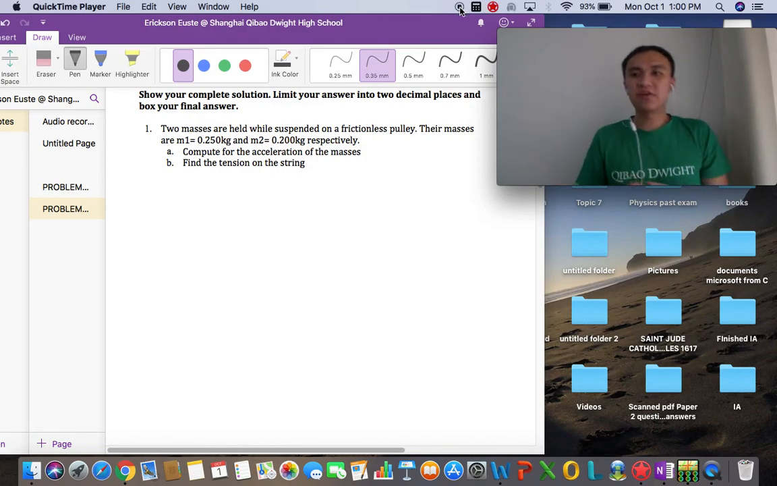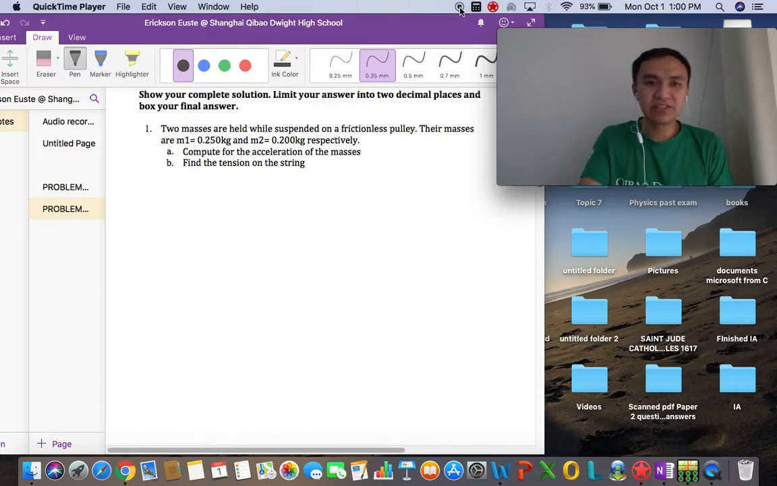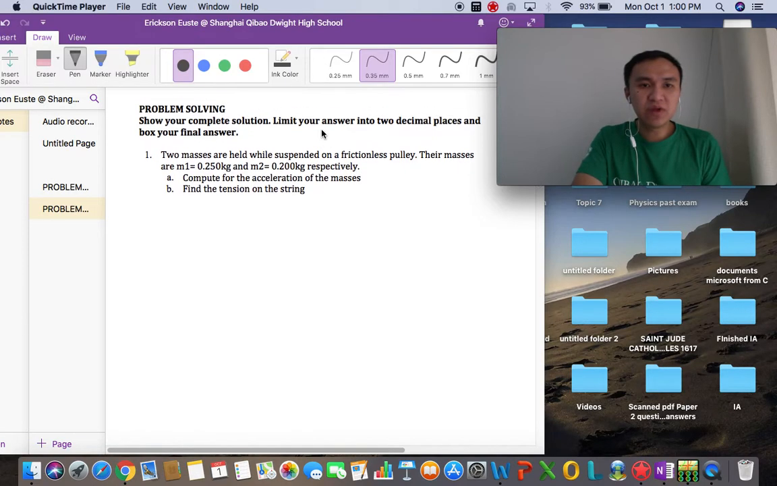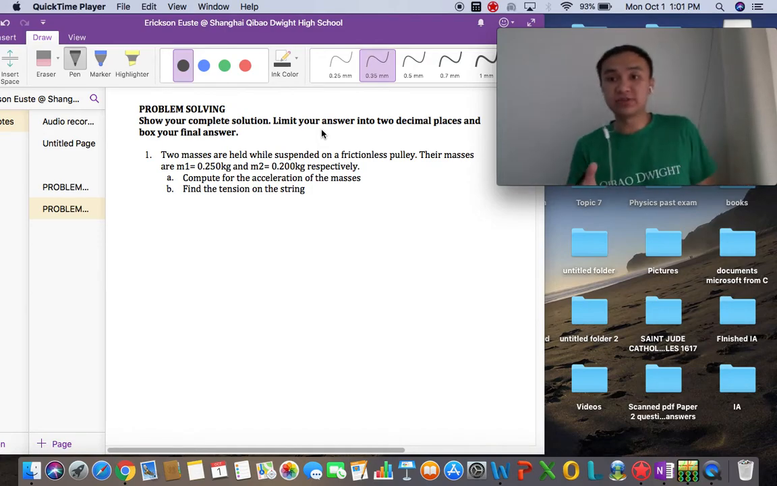Hello guys, so for today we are going to solve some problems that involve Atwood's machine, and let's start. So we start with two masses that are held while suspended on a frictionless pulley. So we don't need to consider friction here. Their masses are 0.250 kilograms and 0.200 kilograms respectively. Compute for the acceleration of the masses and find the tension of the string.